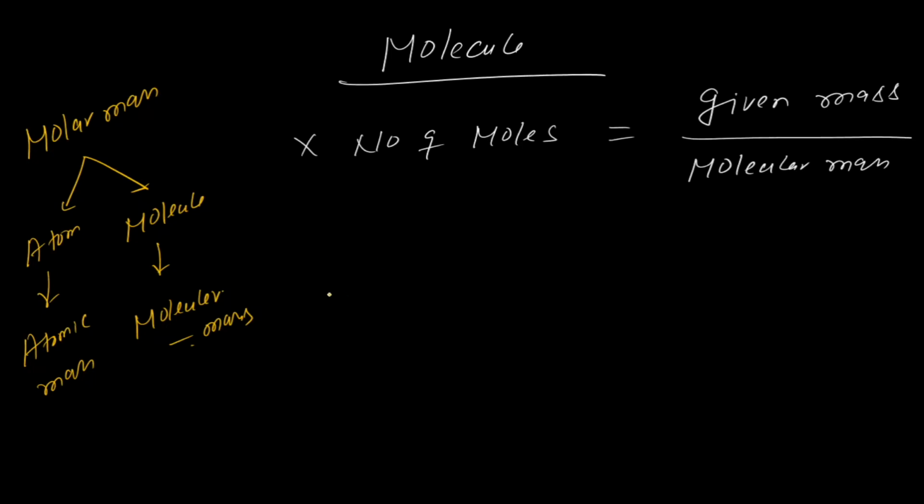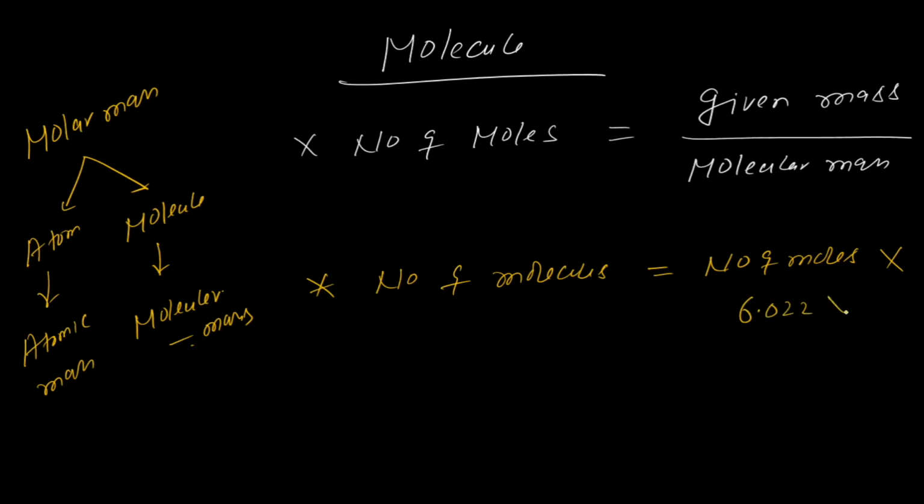So now for the molecules, how will you get the number of molecules? The number of molecules has the formula, again the same way: first you have to find out the number of moles and multiply it with the Avogadro number, that is 6.022 into 10 power 23. So these are the two formulas again. Now I would like to give you some questions.